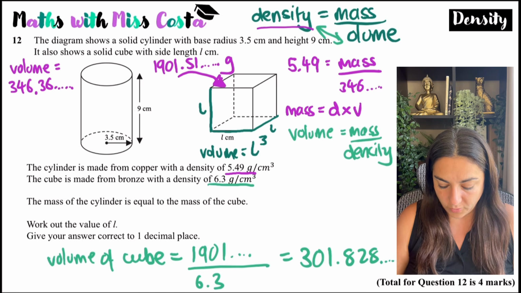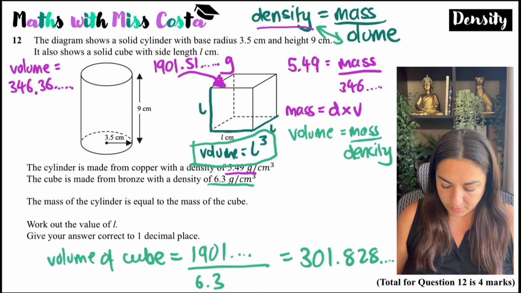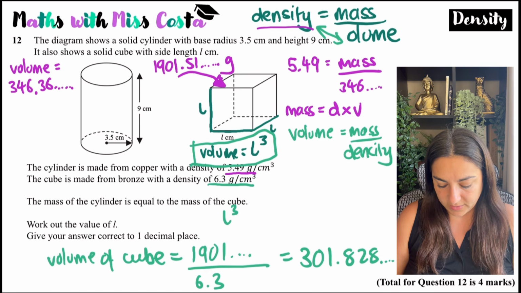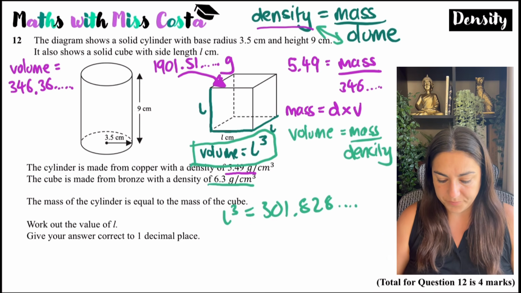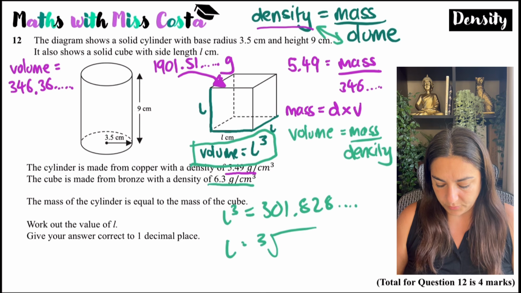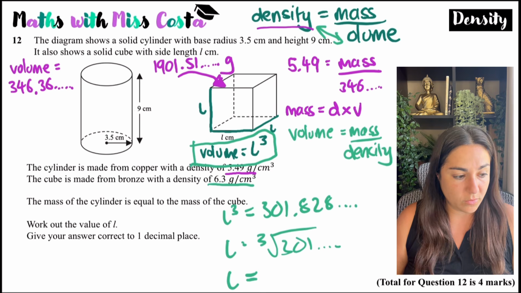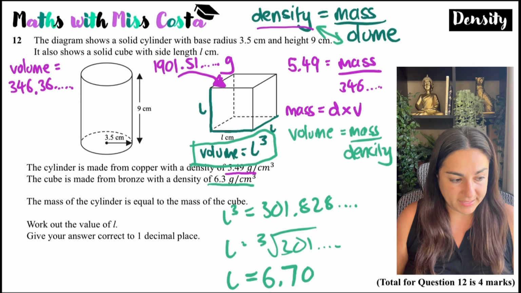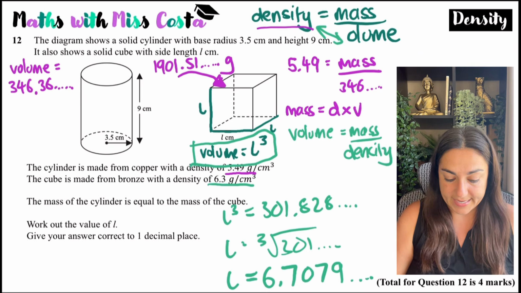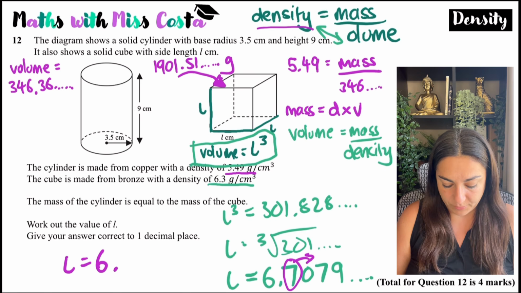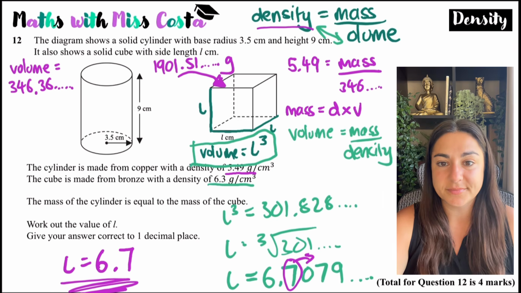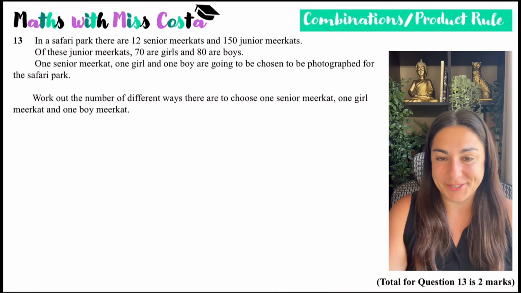Now I know that the volume is L cubed. So if the volume of this is 301.828, then L cubed is 301.828. So to work out the final part, what is the length of L, I would just do the cube root of 301. So therefore L is going to be 6.7079 going on, and it says to 1 decimal place, so 6.7, look next door, it's a 0, so that would just be 6.7.